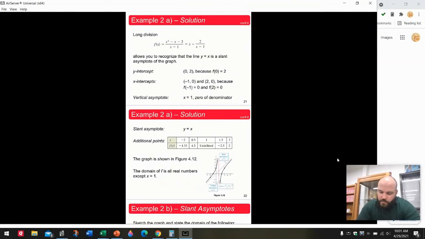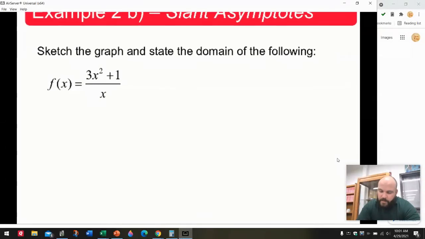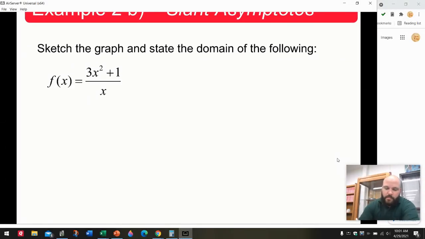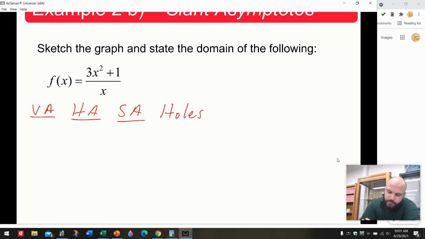So I do want to show you one more example. And this one will also be a slant asymptote example. So once again, we start out the same way. We start out by finding vertical asymptote, horizontal asymptote, maybe a slant asymptote, any holes, and then we list the domain. And once we do all that, we can make our tables and plot our graph.